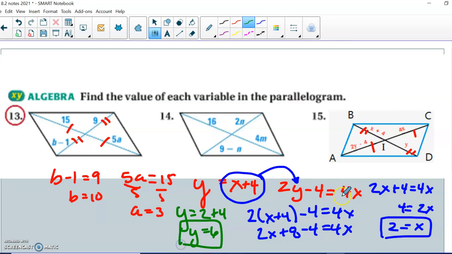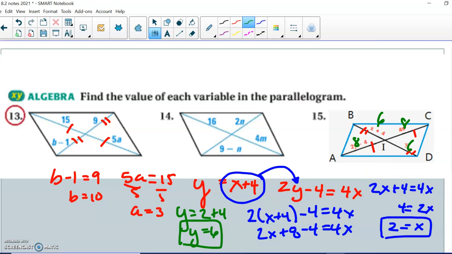I just solved using substitution. If you prefer elimination, certainly use whatever method you're most comfortable with. Let's check my work here. So I have x is 2, so 2 plus 4 is 6, and y is 6. So both of these are 6, so far so good. 2 times y, that's 12. 12 minus 4 is 8, so this side is 8, and this side is 4 times x, 4 times 2, that's 8, looks like it works.